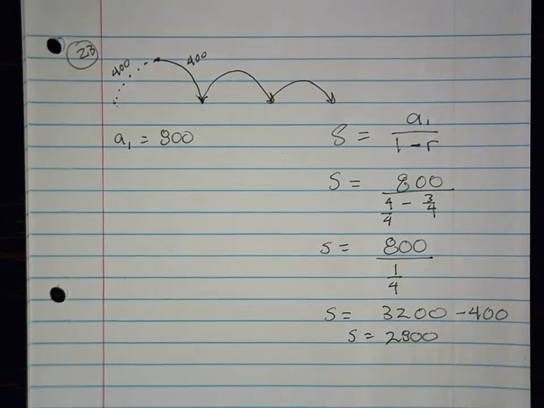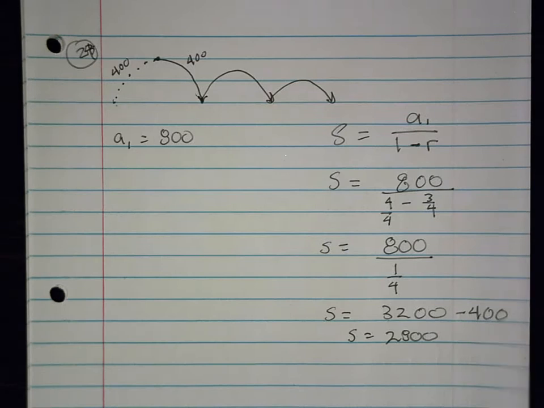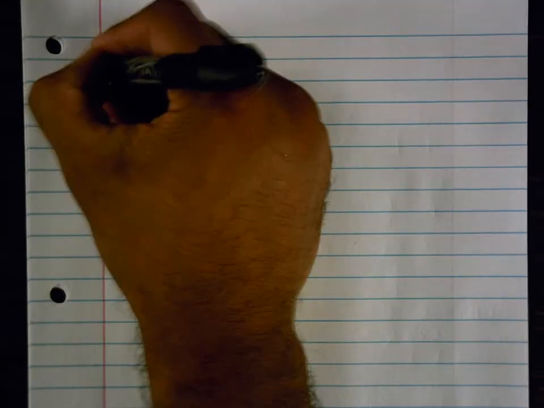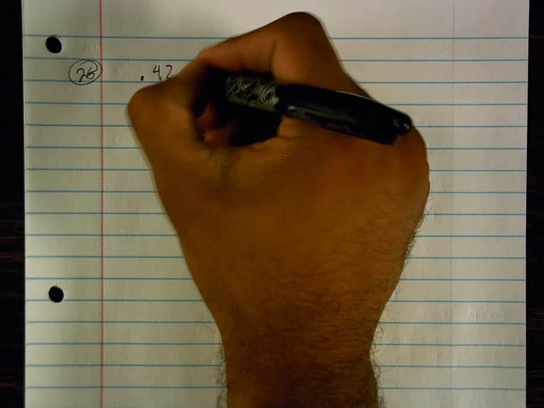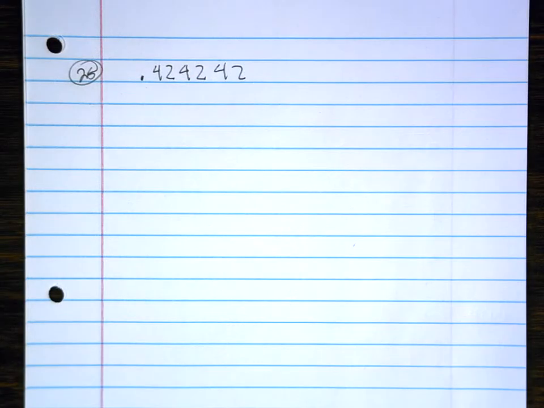Okay. Last question. Sorry, that was 24, not 23. All right, 25 says write the decimal 0.424242 as a fraction in lowest terms. So that means you have to reduce.